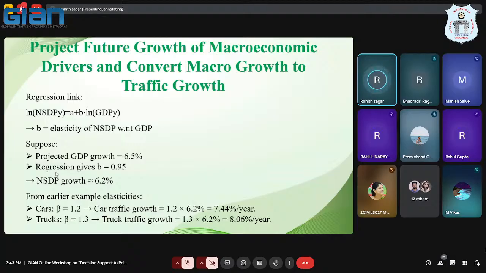Before, we have taken cars traffic elasticity as 1.2. If we multiply the traffic elasticity with this NSDP growth rate, we will get the traffic growth rate of cars. In this way, we will get the traffic growth rate for different vehicle classes. For cars it will be different per year, and for trucks it will be different per year. These should be estimated up to the desired years that we want for our project work, like 2050 or 2040.